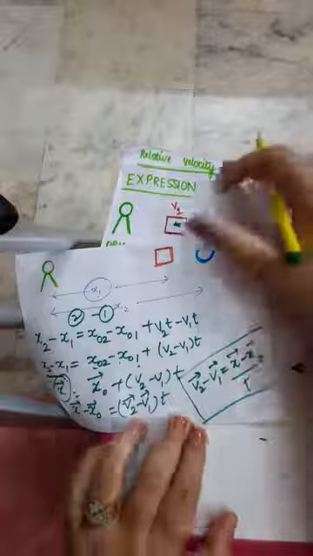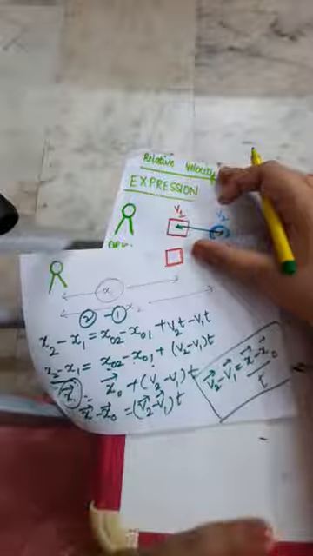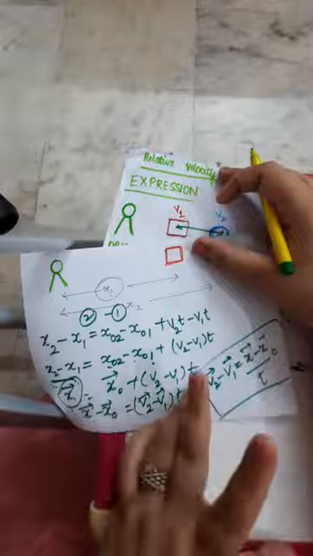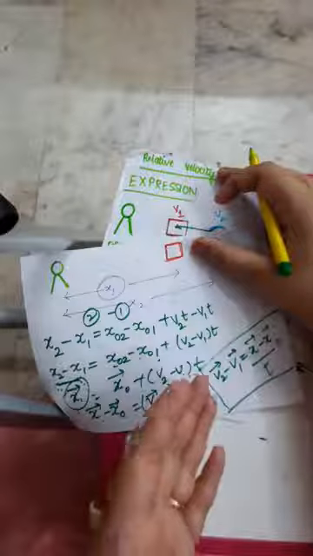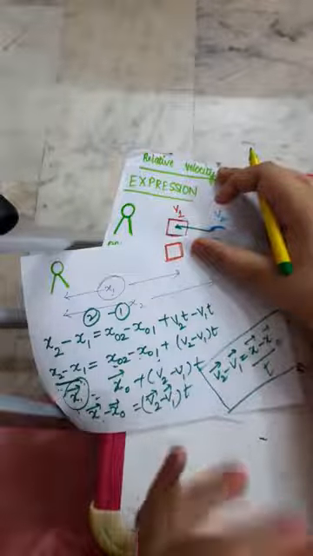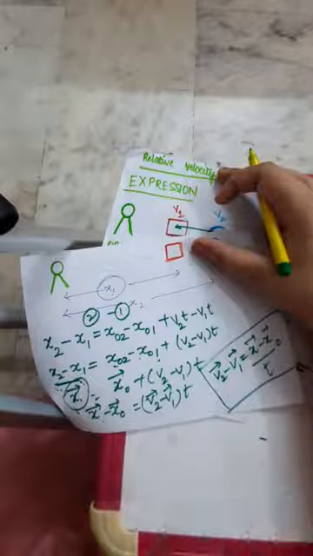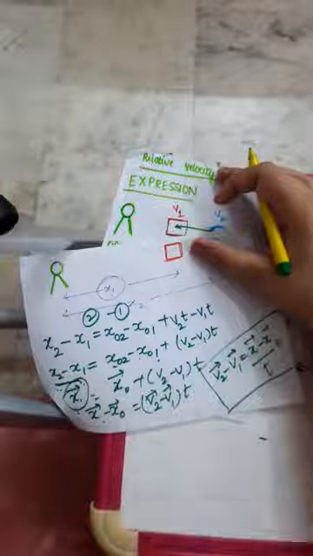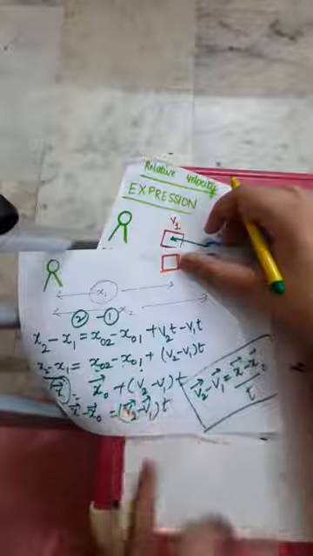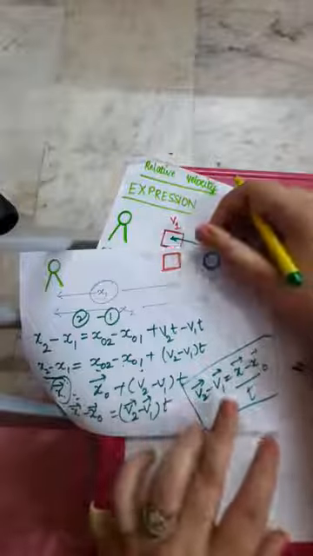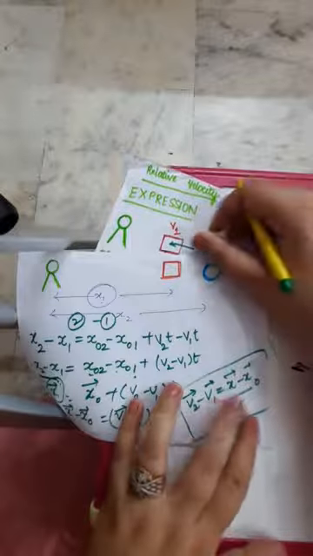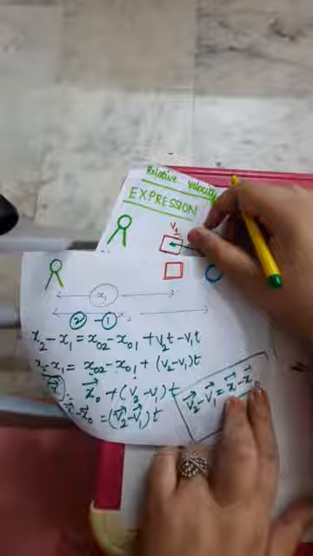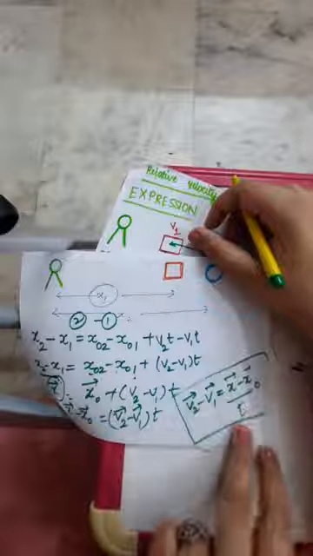In the exam, you can be asked: if there are two bodies A and B, A moving with velocity v1 and B moving with velocity v2, find the expression for the relative velocity of body A with respect to body B, or body B with respect to body A. This is how you will find this expression. So what did you notice? The relative velocity of one object with respect to the other is equal to the relative separation between the bodies divided by the time interval.